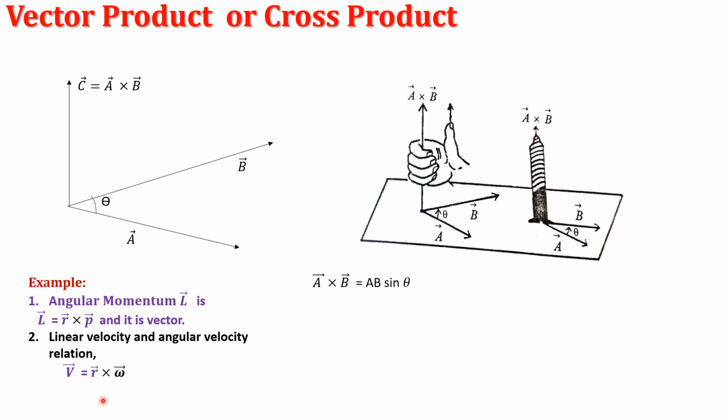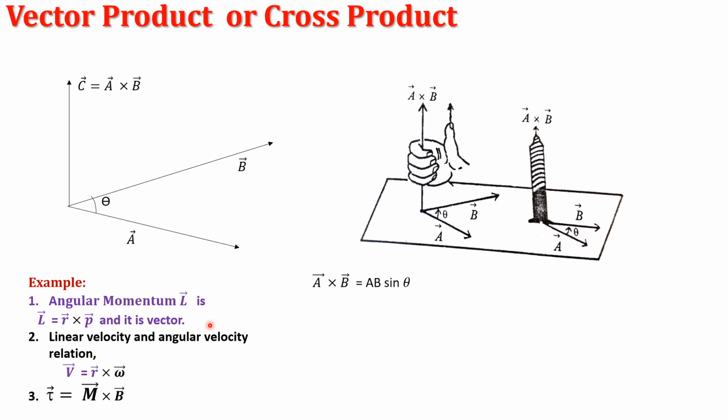Third example, if a torque is acting on a magnet whose magnetic moment is M and it is kept in a magnetic field of induction B, then this torque tau is the cross product M cross B. M is the magnetic moment. B is the magnetic field induction. Here the cross product of the two is again a vector, that is the torque tau.